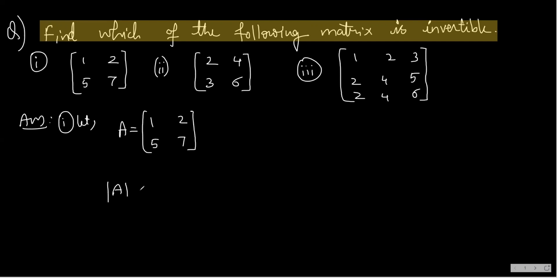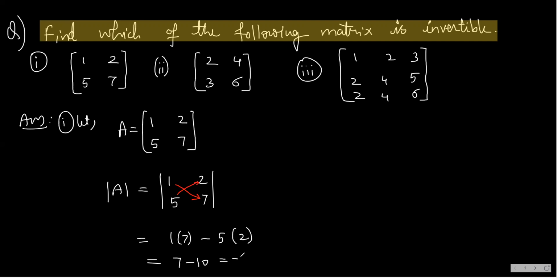Now I find the determinant of A. Determinant of A is 1 2 5 7 between the determinant sign. For a matrix you write brackets, and for a determinant you write vertical lines. You know how to find the determinant. It is 1 multiplied by 7 minus 2 multiplied by 5. So here I get 1 into 7 minus 5 into 2, that is 7 minus 10, that is minus 3. So determinant of A equals negative 3.